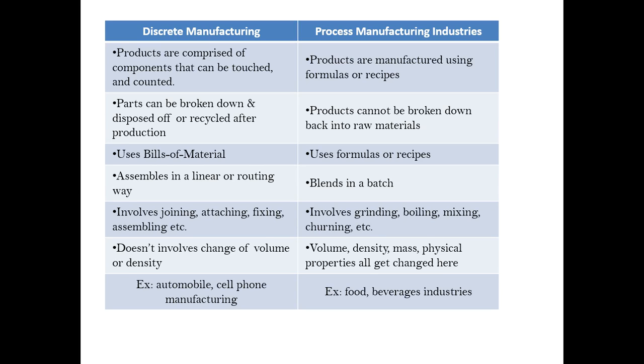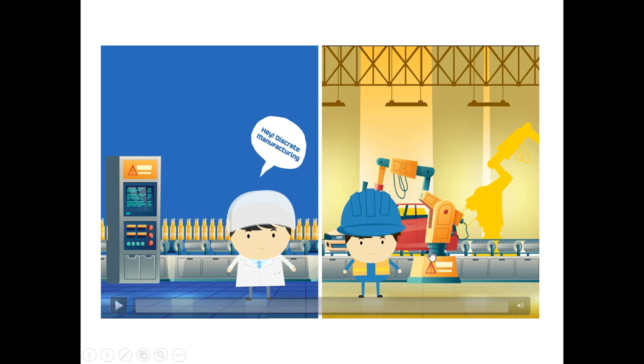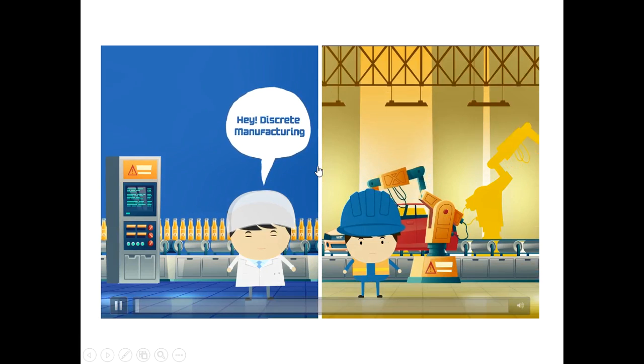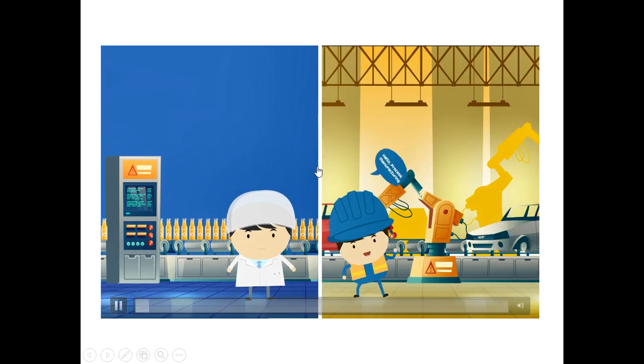In discrete manufacturing, it does not involve change of volume or density, whereas process manufacturing involves change in volume, density, mass, and physical properties. The example for discrete manufacturing is the automobile industry; the preparation of automobiles and cell phone manufacturing come under discrete manufacturing. In process manufacturing, examples are food, beverage industries, etc. One of the videos which I'm going to show here clearly indicates discrete manufacturing and process manufacturing.